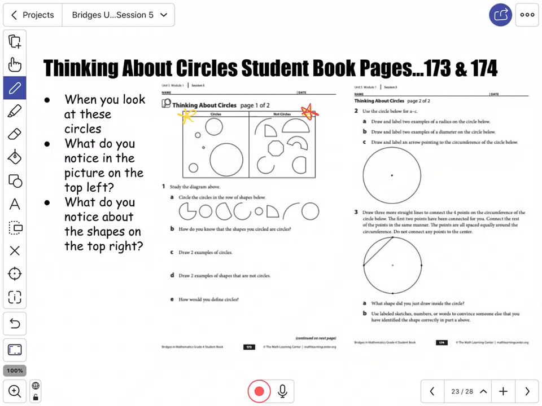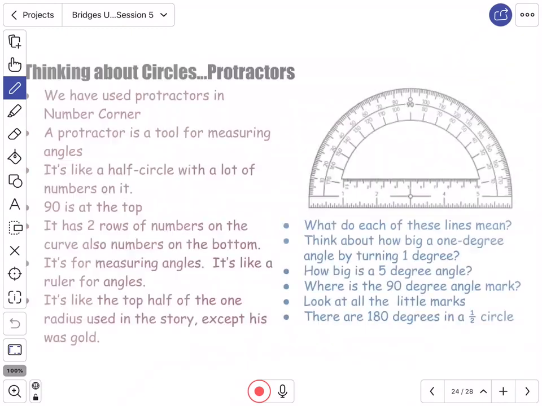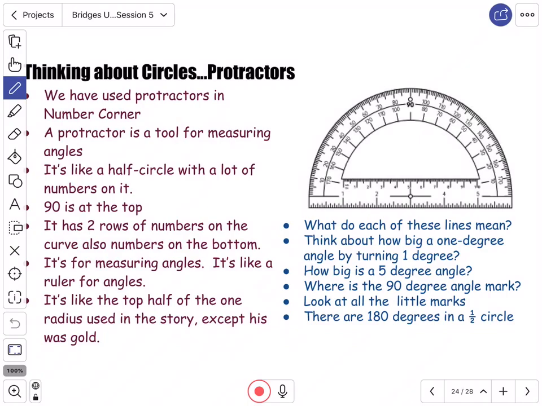Just think about them for a little bit. Just want you to take a look at them. And then what do you notice about the shapes on the top right in this picture up here? I'm not going to complete this page right here just because there's not a lot of room. I've done that to you guys before, and I'm not going to do it this time. So just think about what you notice about the picture on the left and what you notice about the shapes on the top right. What makes them similar, what makes them different, those kinds of things, okay?